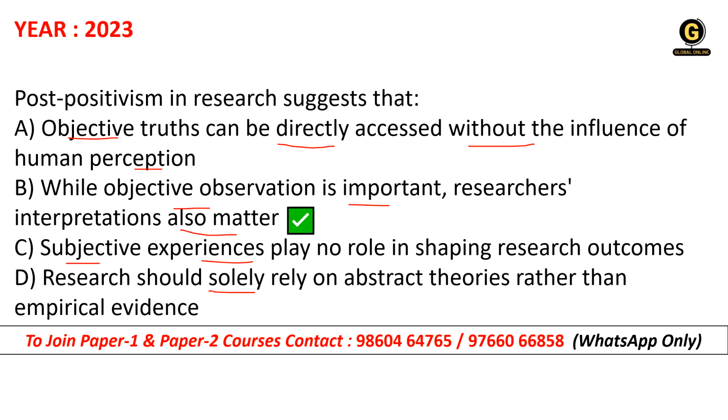because post positivism accepts that reality can't be known with complete certainty. Human interpretation influences research outcomes, right? Because whatever the data the researcher has collected, he will give his view as well. Okay, so that is why researcher's interpretation also matters in the research.